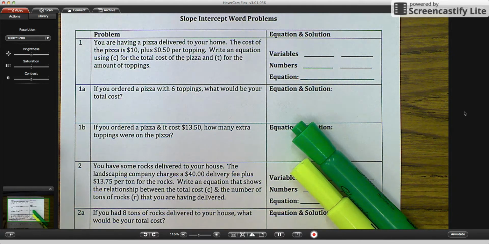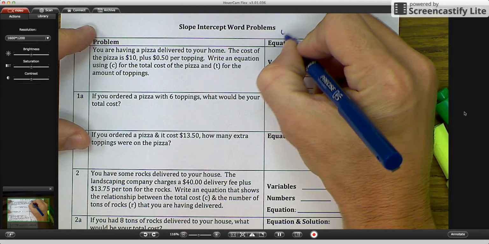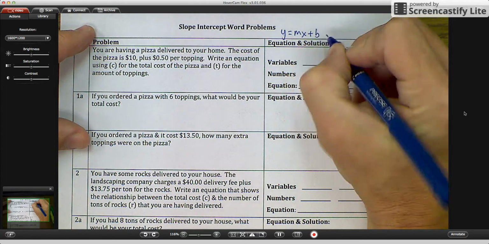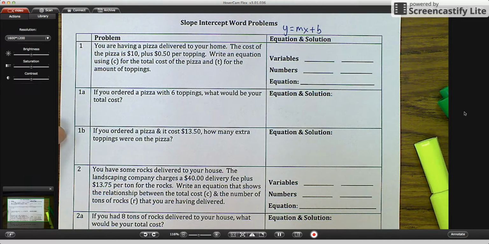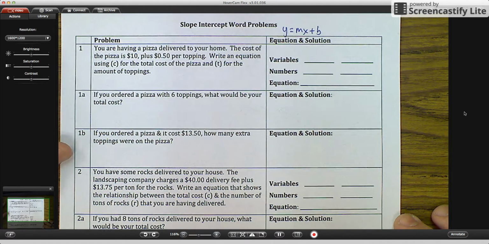First things first, let's write down what the slope-intercept formula is. I'm going to do that right up here, and that is y equals mx plus b. And the m and the b are going to be some numbers, and each one of these problems is going to be set up that way.